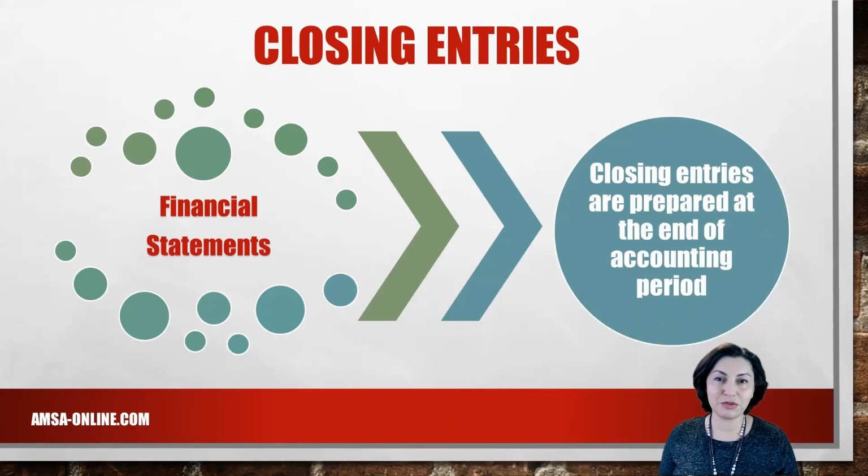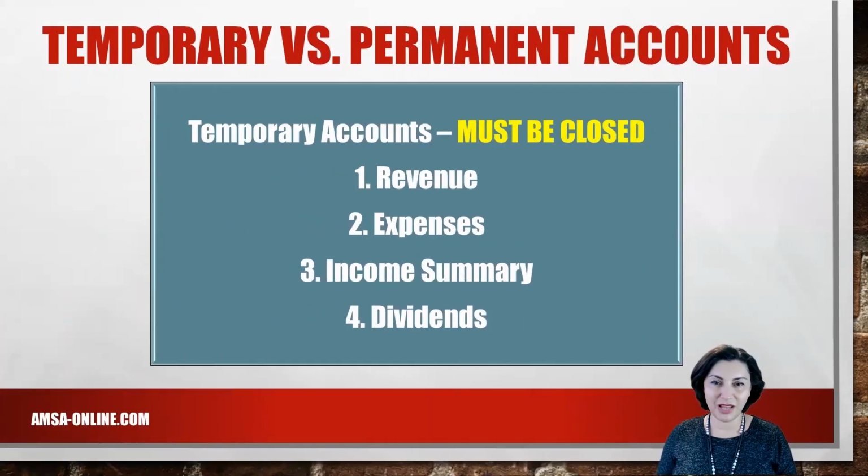Closing entries are usually prepared at the end of a company's accounting period when financial statements are recorded. If an accounting software is used, the closing entries are automatically prepared at the year's end when the year is closed. Closing entries reduce the balance of all temporary accounts to zero. The temporary accounts are also called nominal accounts. Temporary accounts include revenue, expense, income summary, and dividend accounts.